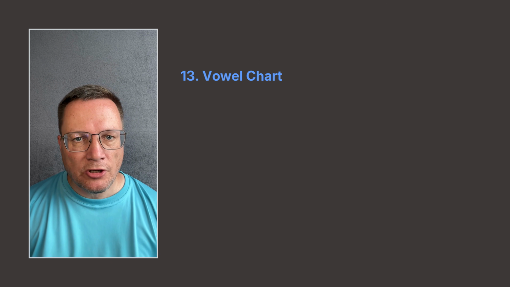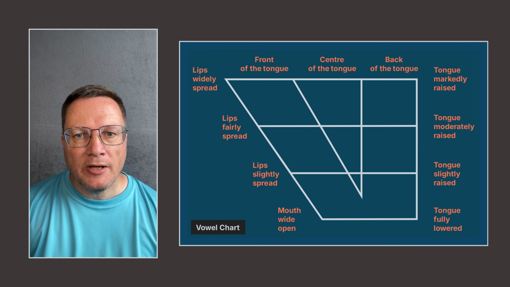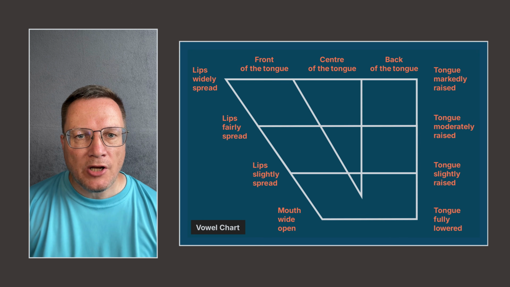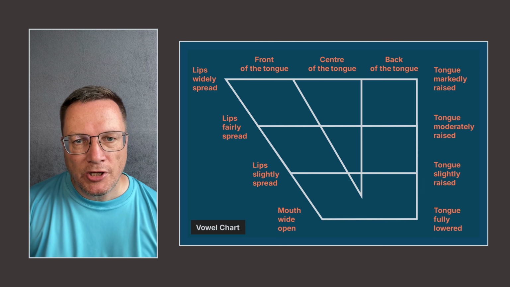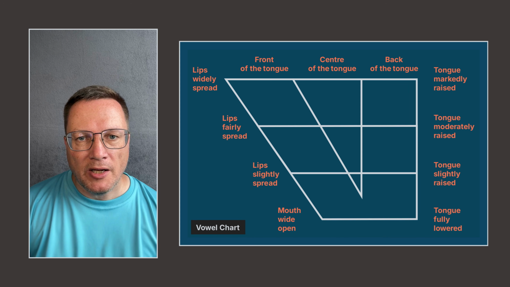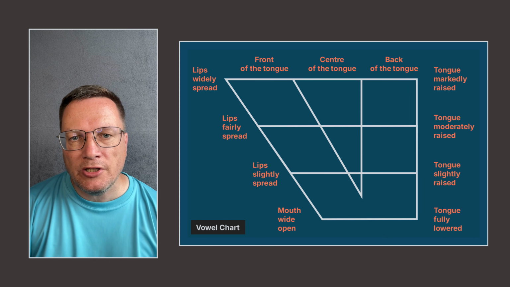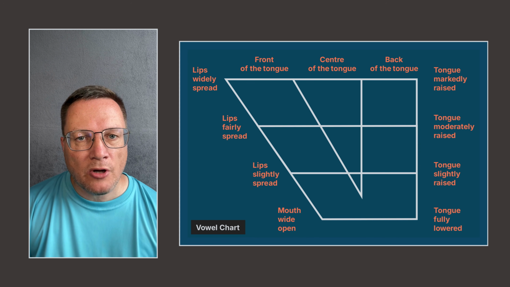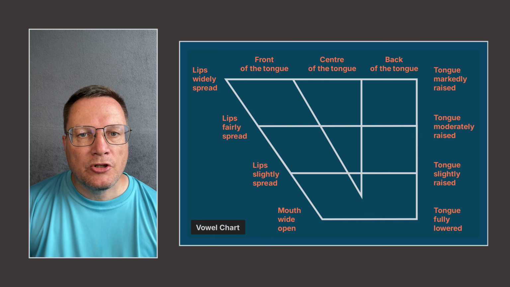13. Vowel chart. The vowel quadrilateral is a visual representation of tongue height and tongue position during vowel production. It is not an exact representation of the tongue. Instead, it shows the relative positions of vowels in the mouth. The vertical dimension indicates tongue height from close to open. The horizontal dimension represents tongue position from front to back.